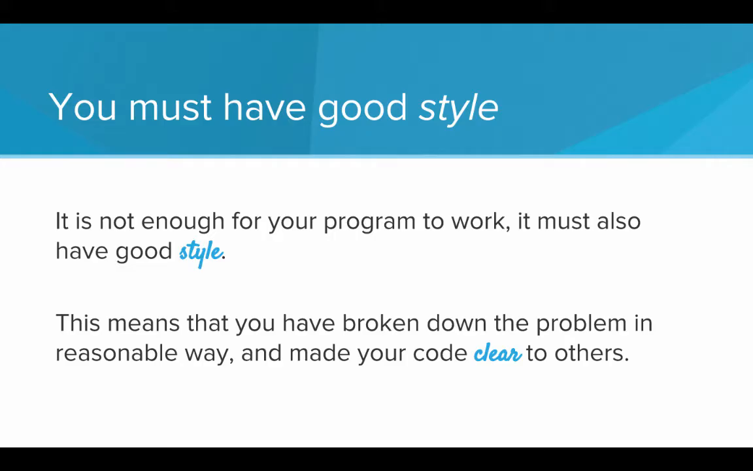And good style means that you've broken down the problem in a reasonable way, and your code is clear to others. Others can read your code. This is a very important part of programming, writing readable code. Because when we write programs, we write them with other people, and we intend for this code to work for years to come. So if other people are going to be able to understand the code, and if you are going to be able to understand the code for years to come, you have to write it with good style.